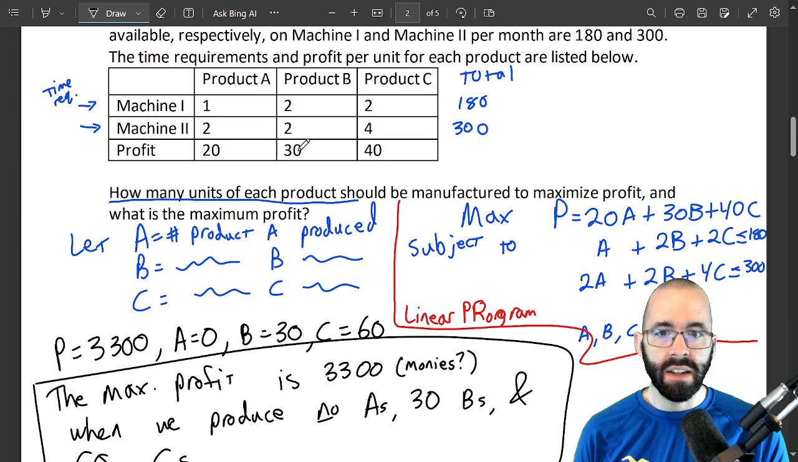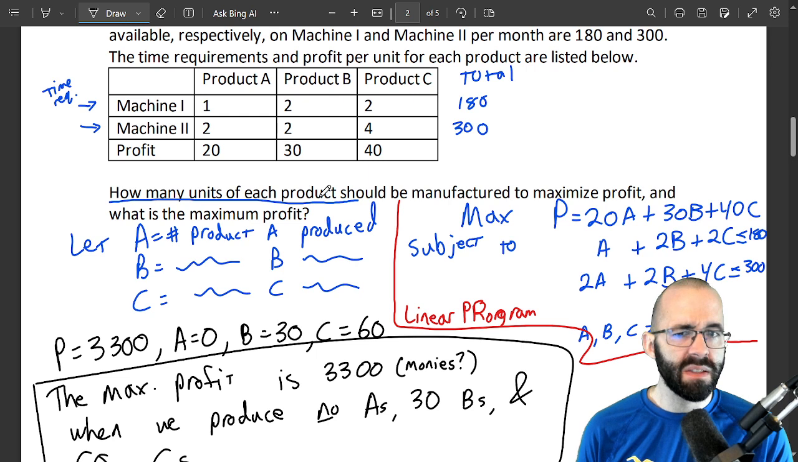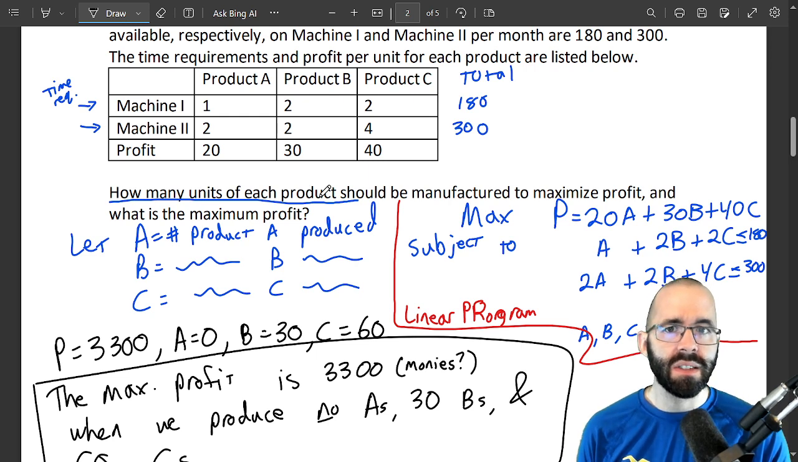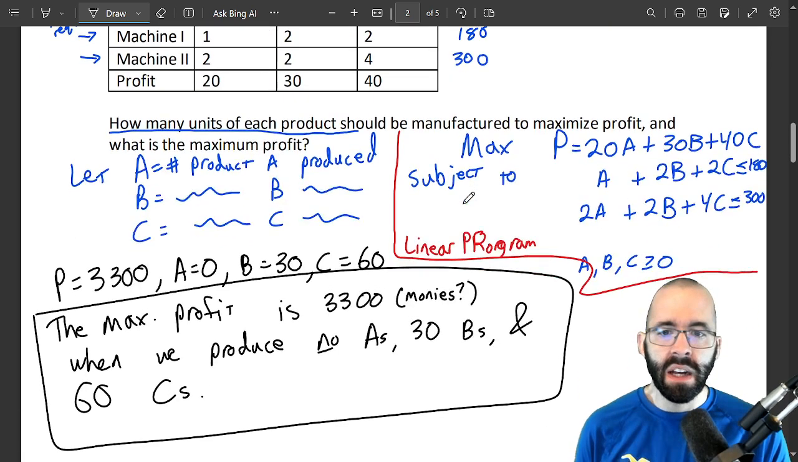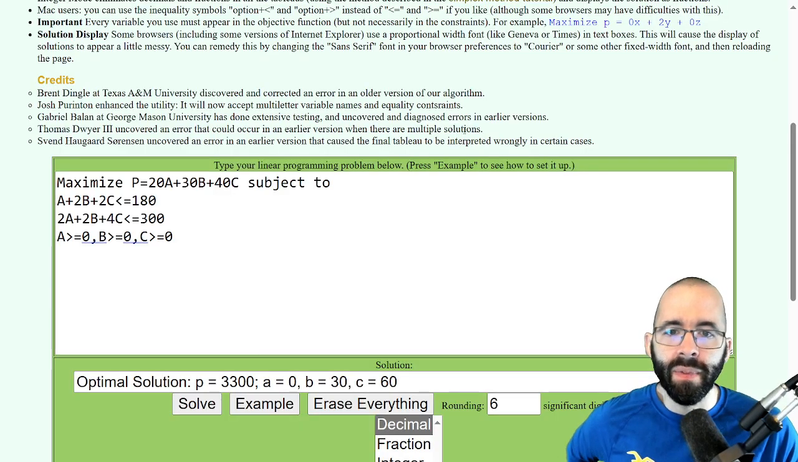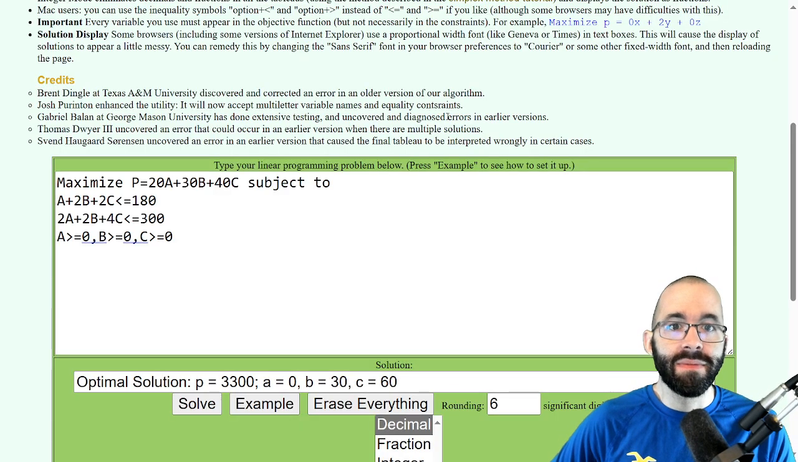And then let's see. 30 times 30, that's $900 or something. 40 times 60, that's 2,400. 2,400 plus 900, that's 3,300. Okay, our answer makes sense. Seems to be consistent with what we'd expect. There we go. That's it. That's the whole video. That's the whole problem.